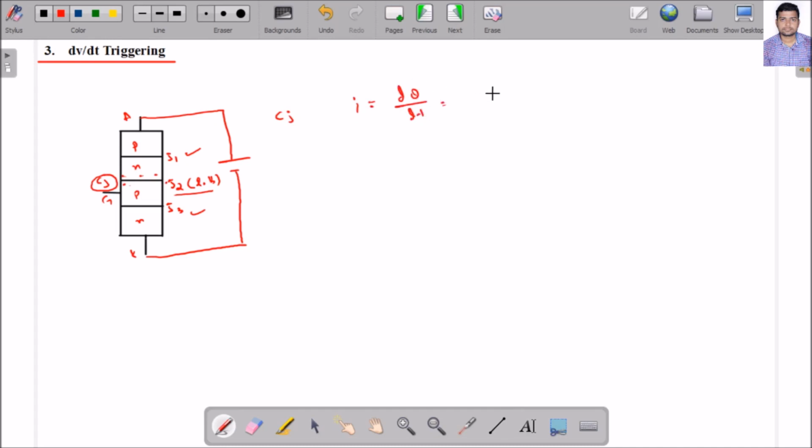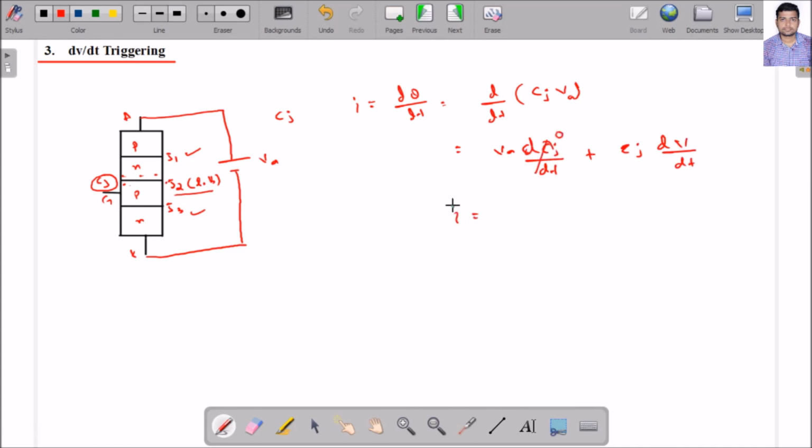Q equals Cv, so I can write i = d/dt of (Cj times Va), where the capacitance is the junction capacitance and the voltage is the anode to cathode voltage Va. Then I can write one term as dCj by dt, and the other as Cj times dVa by dt. Generally the junction capacitance is constant, so the derivative of a constant equals 0. So this term equals 0.